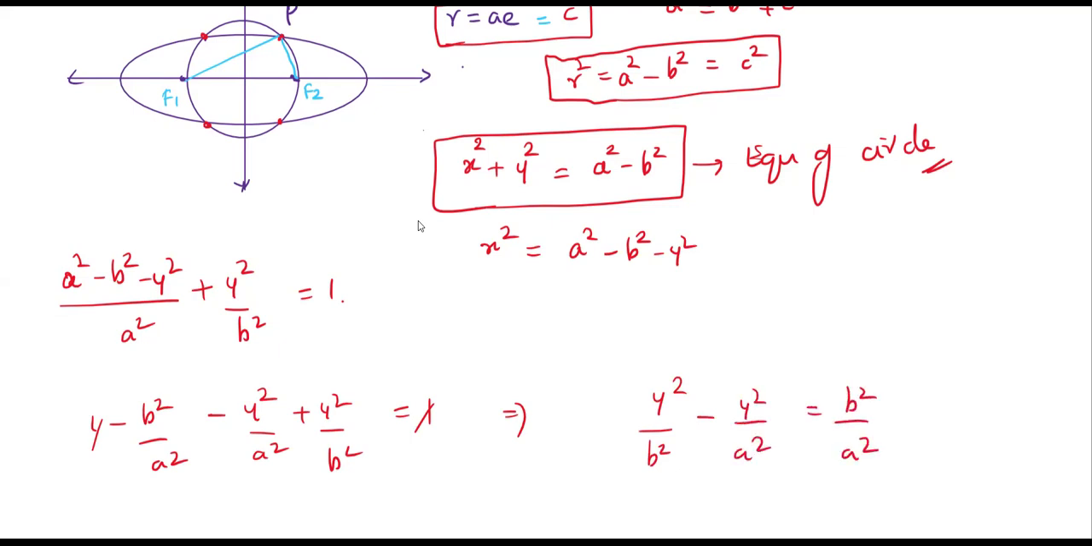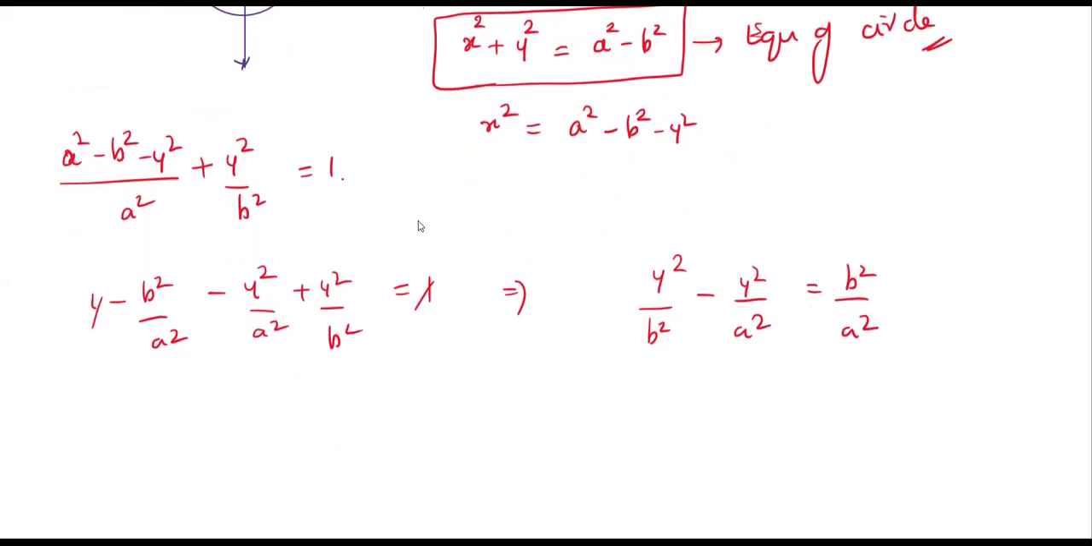Now, to get rid of the denominators, what I can do is multiply by b square everywhere.